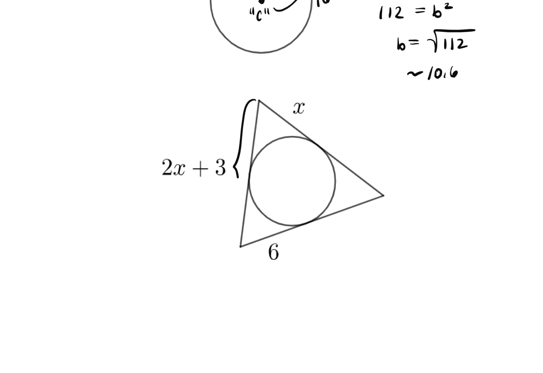So this one right here is 2x plus 3. That's what this guy's saying. Just this piece right here is x, and this guy is 6. First of all, these guys are all tangent to this circle. The triangle is tangent to the circle. The circle is actually inscribed inside the triangle, that's what we'd call that, right?